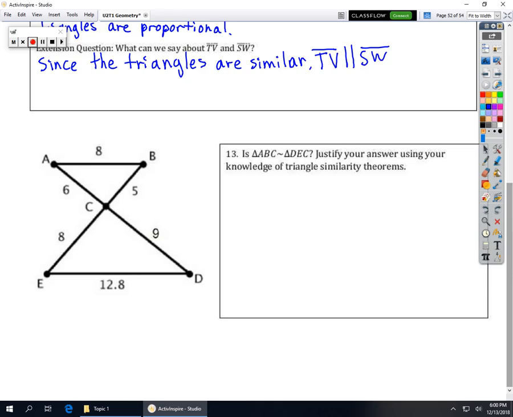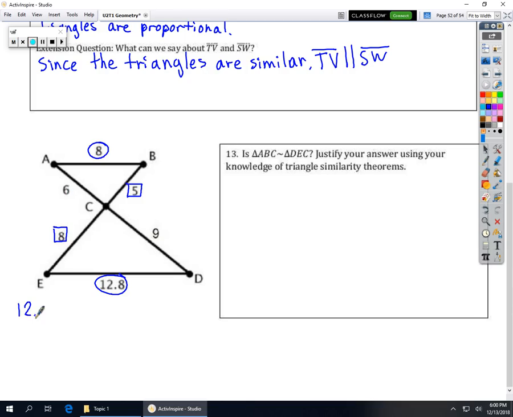So the way we work is you always match the longest side with the longest side. So I just put circles there. All right. What's the smallest side? That's 8. And what's the smallest side here? 5. I'm putting different shapes to match the different ones. And finally, left over is 9 and 6.